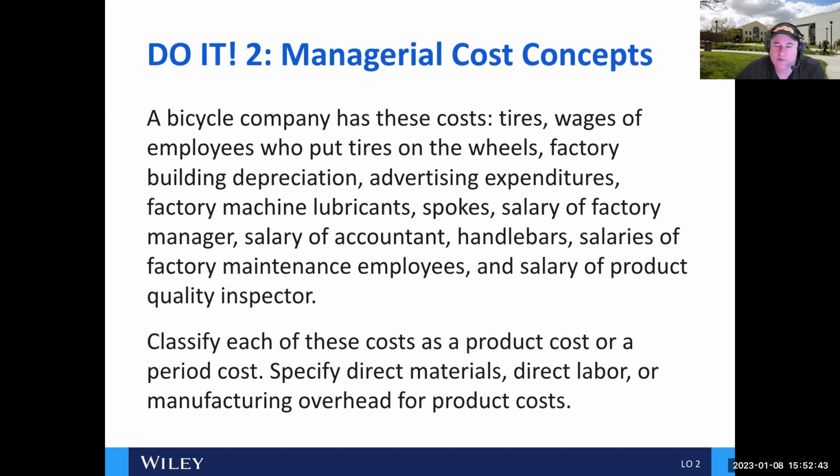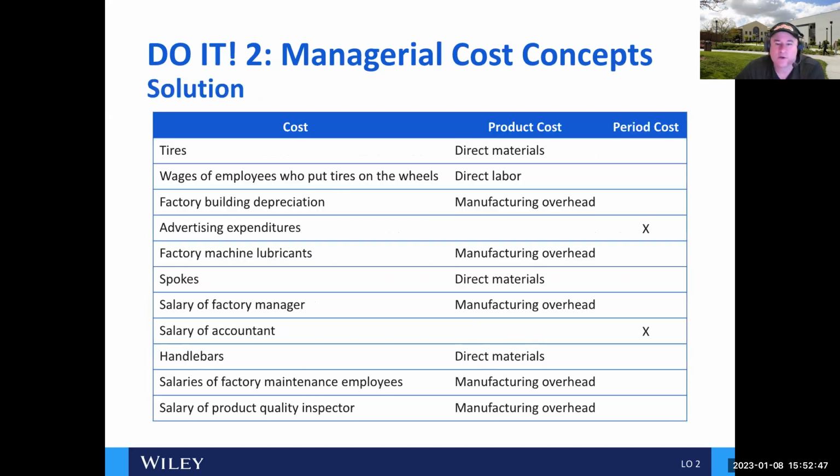Do it too. A bicycle company has these costs: tires, wages of employees. So let's go over here. They make bicycles. Tires are direct materials, wages of employees are direct labor. Factory building, manufacturing overhead or factory overhead. Advertising, period. Salary of accountant. Now, if it said a factory accountant, sure, you could put it as a product cost, but generally that's going to be a period cost. Factory machine lubricants, manufacturing overhead. Spokes, direct material. Salary of the factory manager. Again, you might say that if he's on one product only, it could be direct labor, but yes, it's going to be manufacturing overhead.